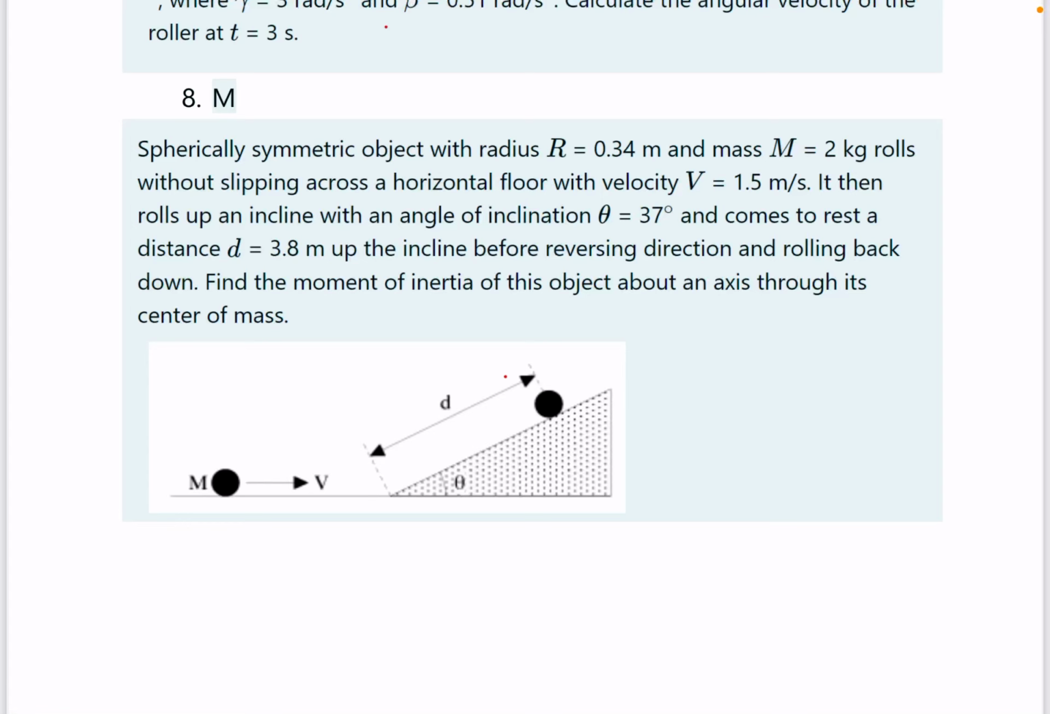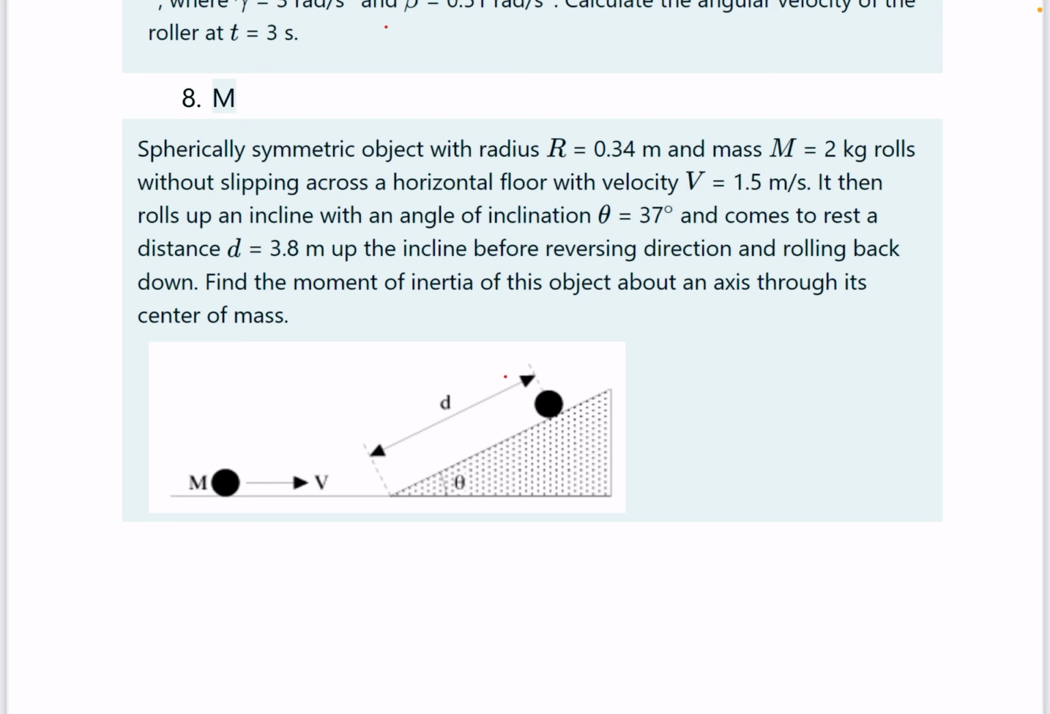Here we have problem number 8. A spherically symmetric object with radius r and mass m is given. It rolls without slipping across a horizontal floor with a given velocity. It then rolls up an incline with an angle of inclination theta and comes to rest a distance of 3.8 meters up the incline before reversing direction and rolling back down.